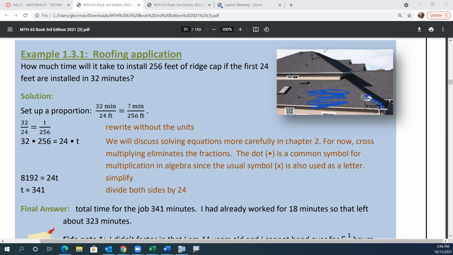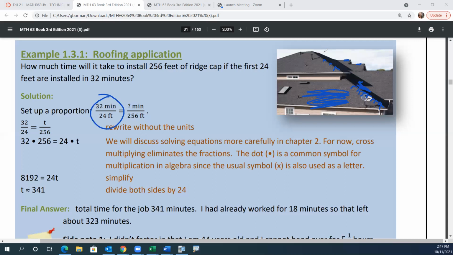this region and the region back here meet. Okay, and so it's just a straight line of it. And you have ridge cap there, and you have it there, and you've got it there. Okay, so that's the idea. Now they say, hey, we know that every 24 feet takes us 32 minutes. So they relate those two in a ratio.